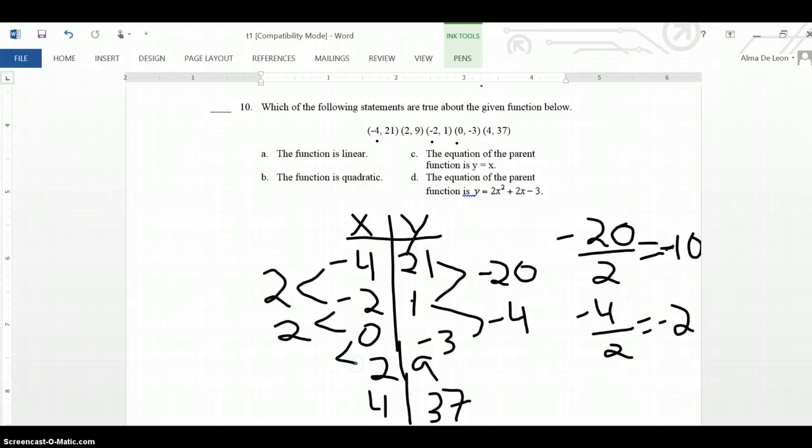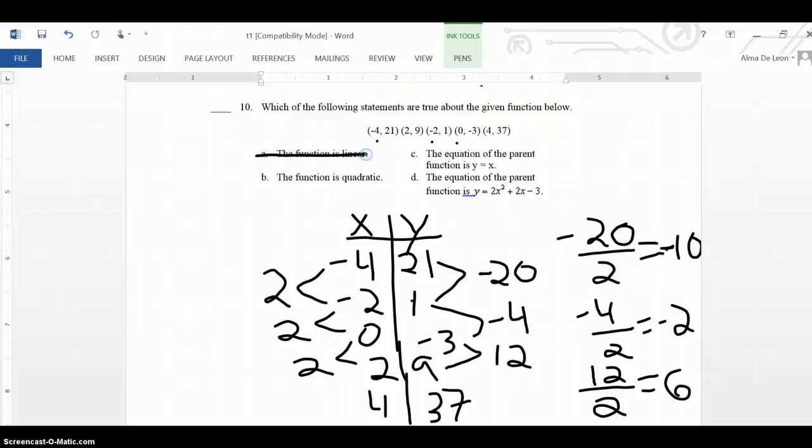And I'm just going to try out one more. To go from 0 to 2, I have to add 2. To go from -3 to 9, I have to add 12. So my rate of change is going to be the change in the y, which is 12, over the change in the x, which is 2. My rate of change is 6. Looking at these 3 rates of change, I can already see that they're all different, which means that I'm looking at something that is quadratic.